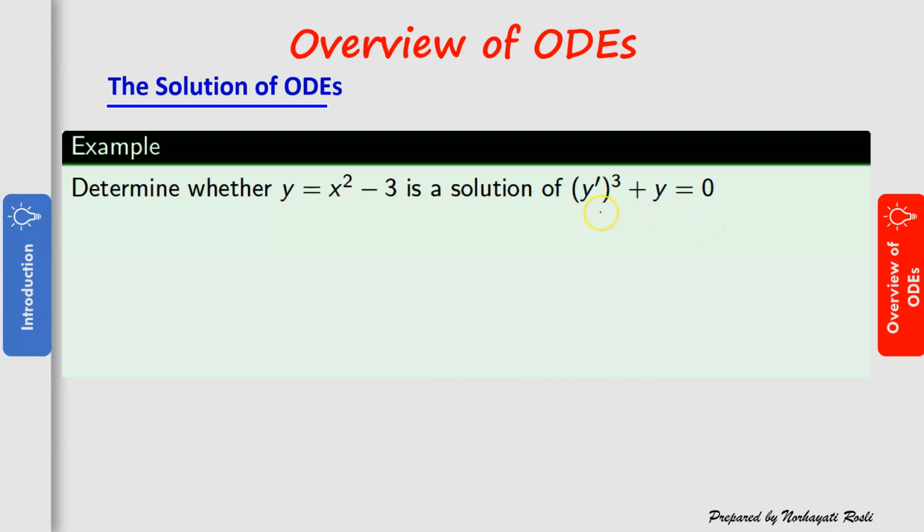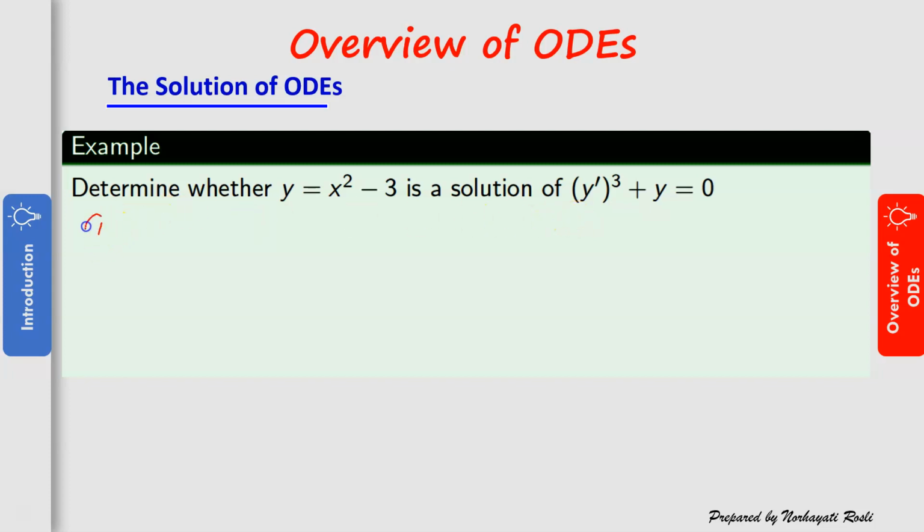How to show this? You have to find here y prime, and then you need to substitute in this equation, and then you substitute y here. If you can show the right hand side equal to 0, it means that y equal to x squared minus 3 is a solution for this differential equation.